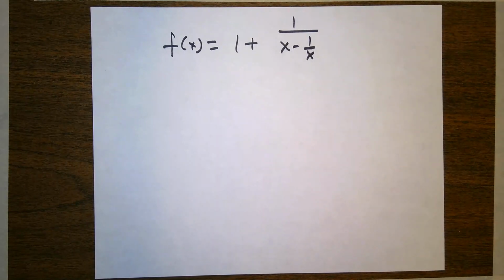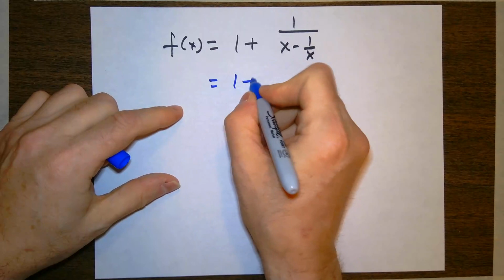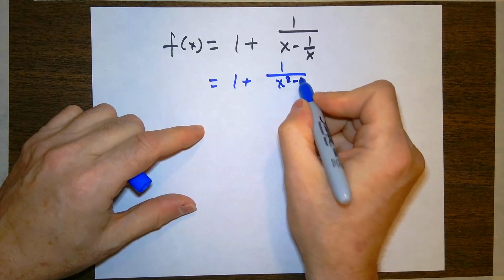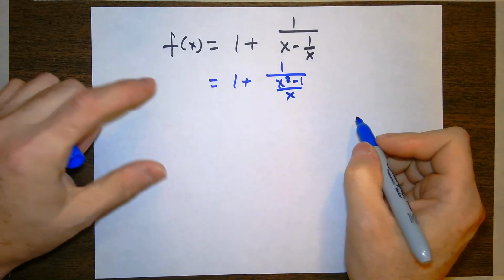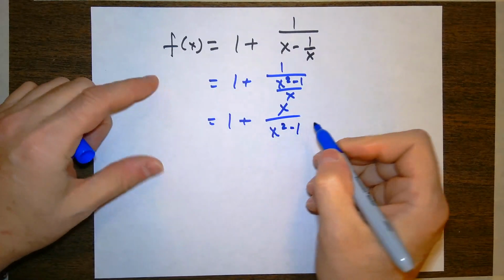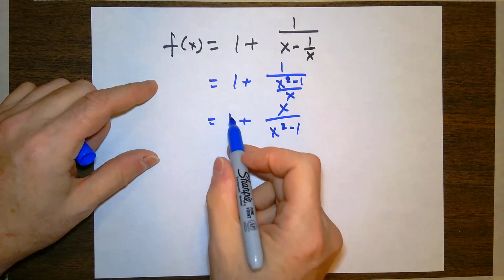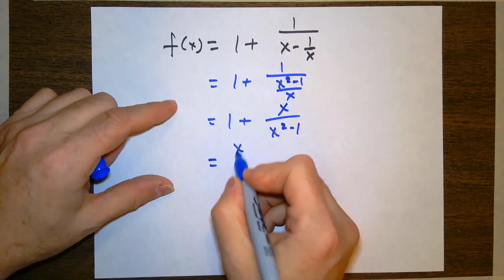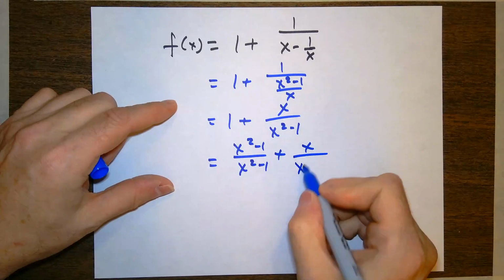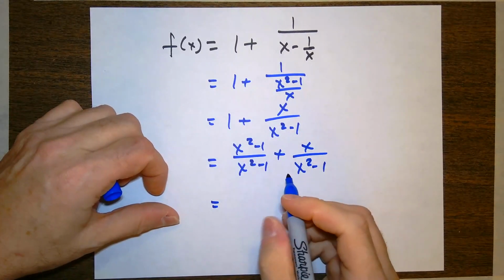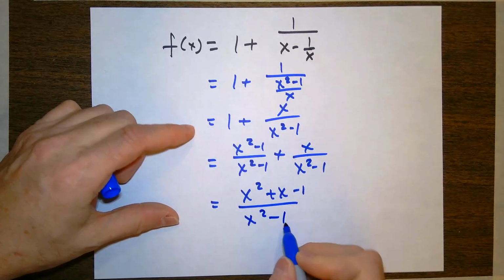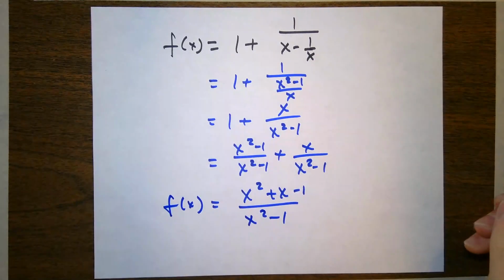So follow some steps along with me here. I'm going to get 1 plus, if I multiply that by x over x, I've got 1 x squared minus 1 over x. And then, of course, I can take the reciprocal here, 1 plus x over x squared minus 1. This is the same thing as x squared minus 1 over x squared minus 1. So I'm going to get x squared minus 1 over x squared minus 1 plus x over x squared minus 1. Combining it all in like terms, writing in descending order, x squared plus x minus 1 over x squared minus 1. So now we've got it in nice simplified form.